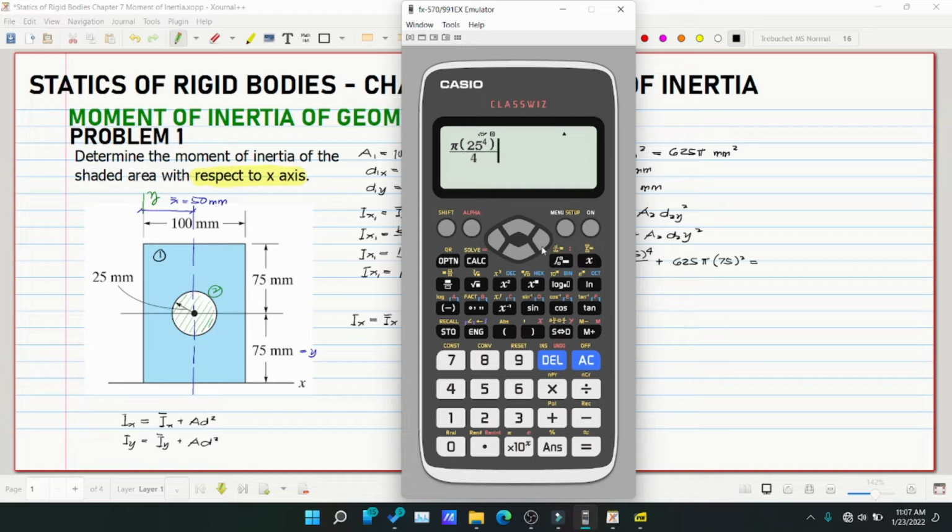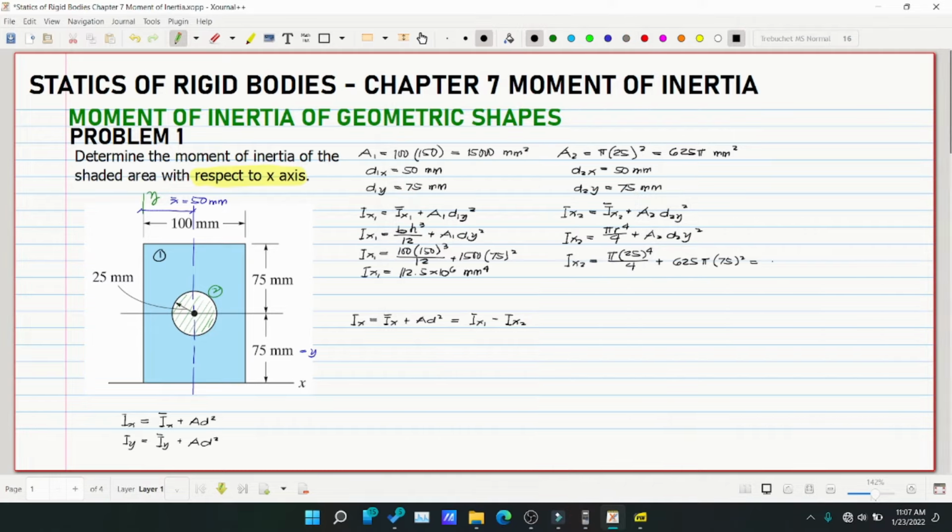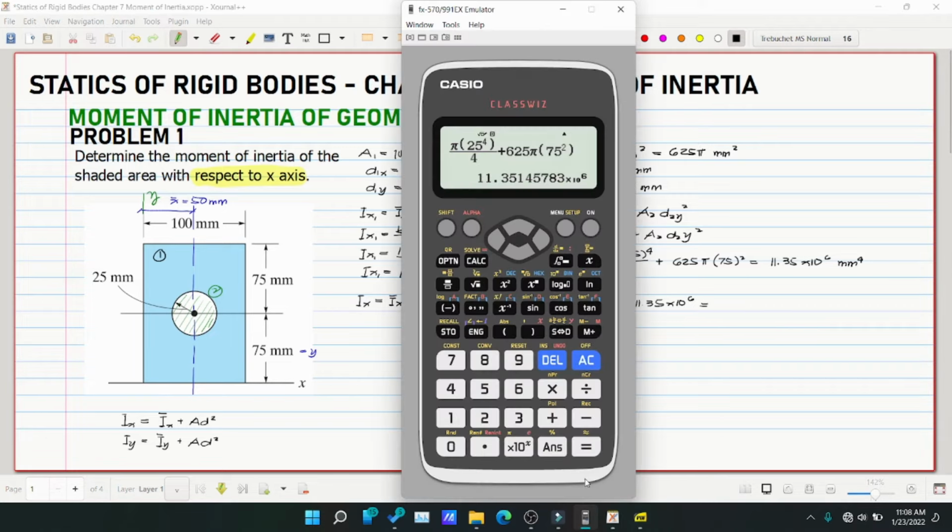Okay, over 4 plus area, which is 625 times pi multiplied by 75 squared. So, 11.35 times 10 raised to 6 millimeter to the 4th. Okay. So, makukuha natin yung ating Ix. So, Ix is equivalent to 112.5 times 10 raised to 6 minus 11.35 times 10 raised to 6. So, this is our Ix.